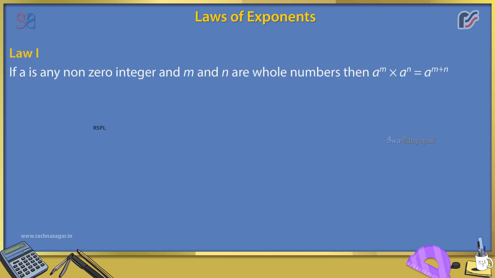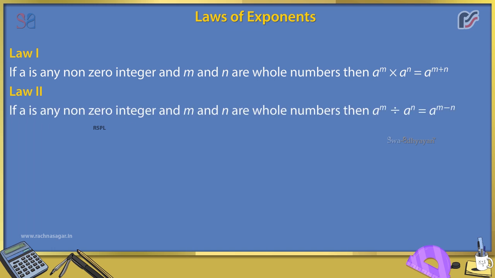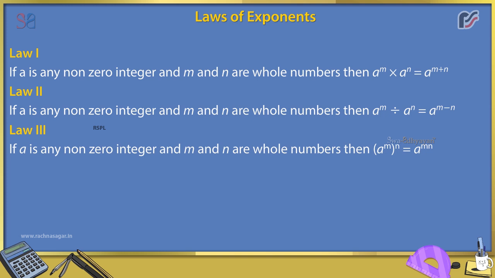Laws of exponents. Law 1. If a is any non-zero integer and m and n are whole numbers, then a^m × a^n is equal to a^(m+n). Law 2. If a is any non-zero integer and m and n are whole numbers, then a^m ÷ a^n is equal to a^(m-n). Law 3. If a is any non-zero integer and m and n are whole numbers, then (a^m)^n is equal to a^(mn).